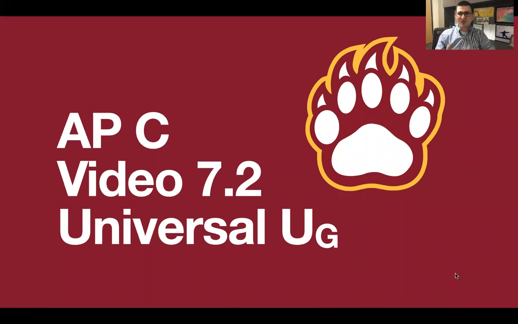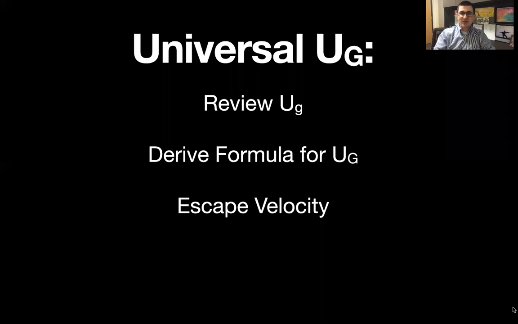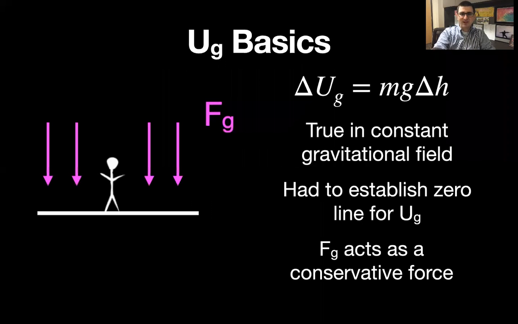We're going to talk about universal gravitational potential energy. To do that, we're going to review what we already know about gravitational potential energy, and we're going to derive a formula for universal gravitational potential energy, and then use that formula to calculate the escape velocity for an object.